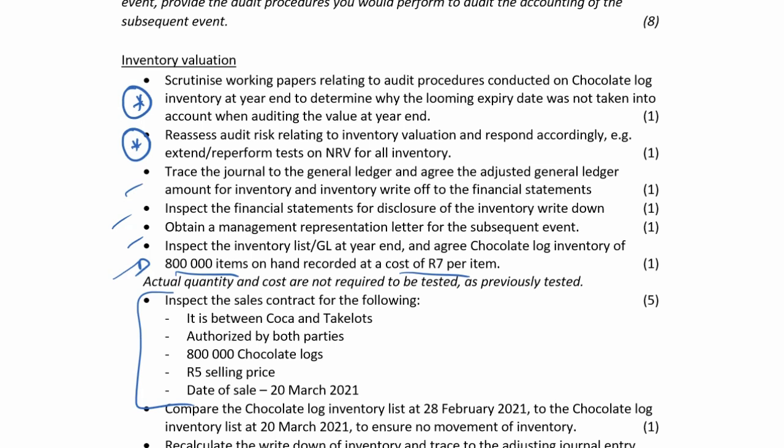Alright guys, that is subsequent events. So now into our second topic, going concern.